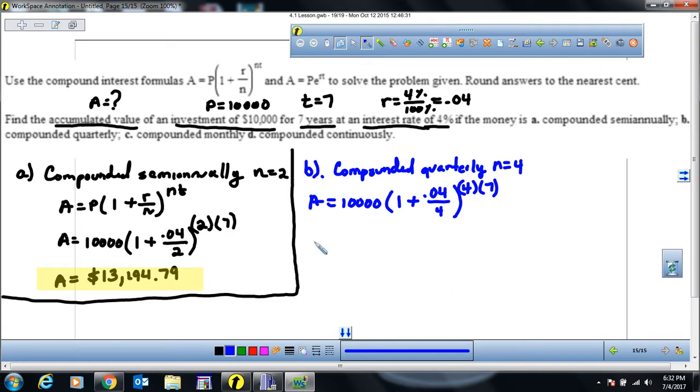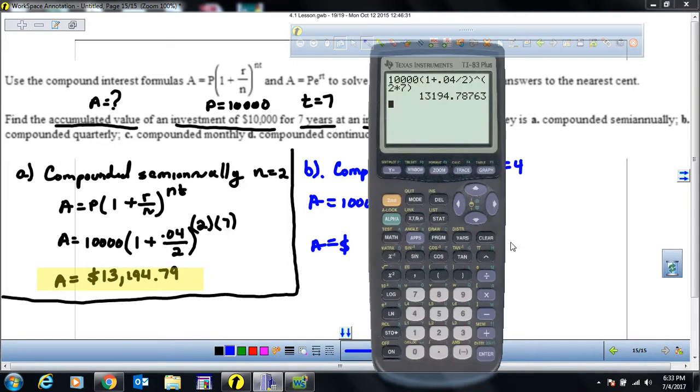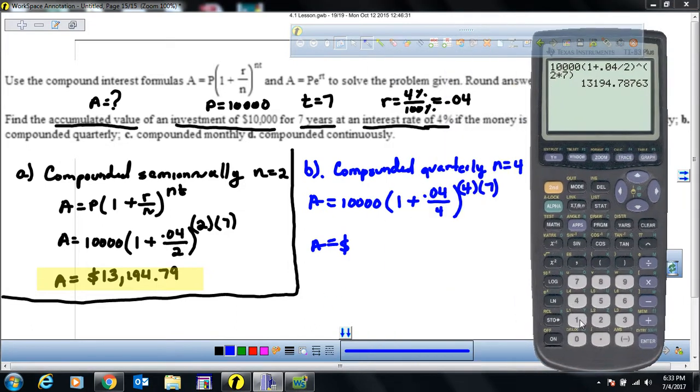So we're going to calculate how much money I'm going to accumulate if I invest $10,000 at an interest rate of 4%, with the interest being compounded quarterly for 7 years. At the end of the 7 years, we just have to make the calculation. So it's $10,000, parentheses, 1 plus r, which is 0.04, divided by n, which is 4, raised to the n, which is 4 times t, which is 7, close the parentheses for the exponent.